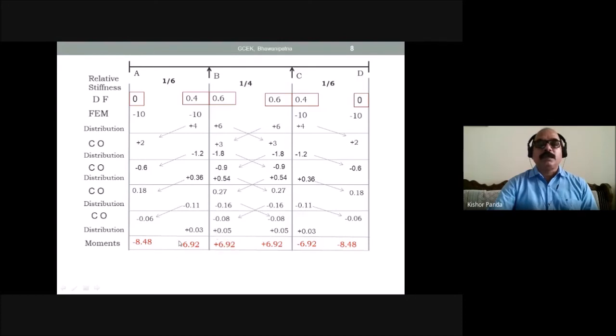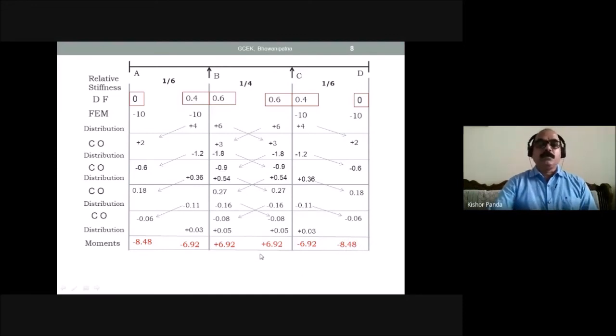And here you have to check whether the sum of the moments at joint B is coming 0 or not. So here we are getting 0. It is okay. Similarly, add up this one plus 6.92, and here also add up this one minus 6.92. Here also at joint C we are getting the sum of the moments as 0. So it is okay. Then here the sum of the moment is minus 8.48.